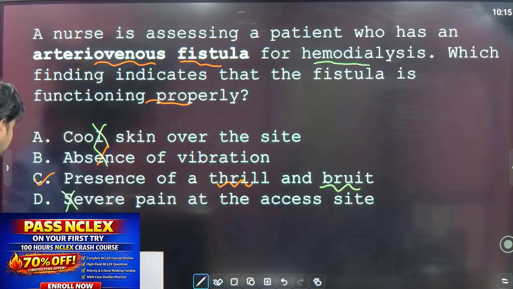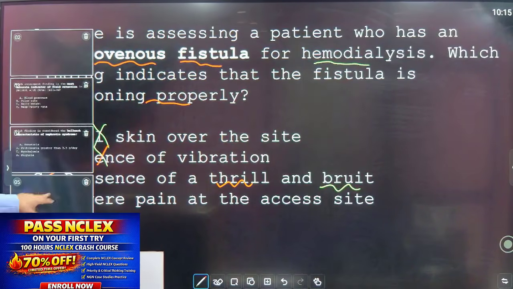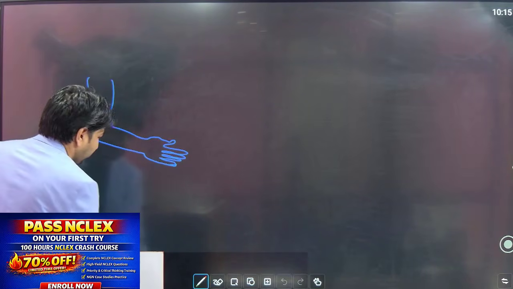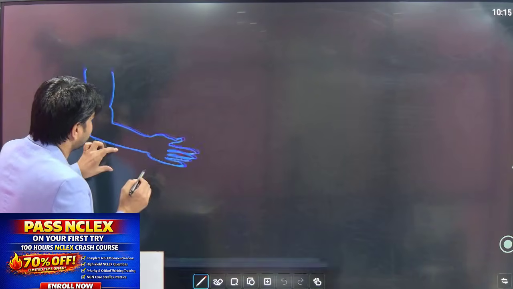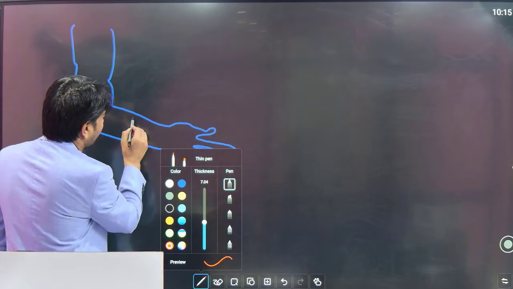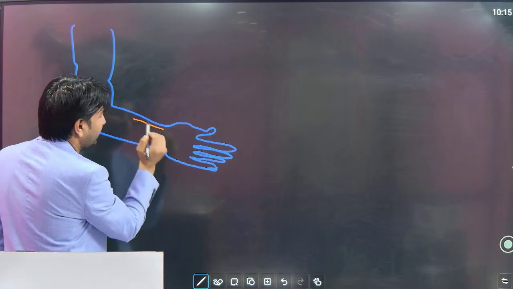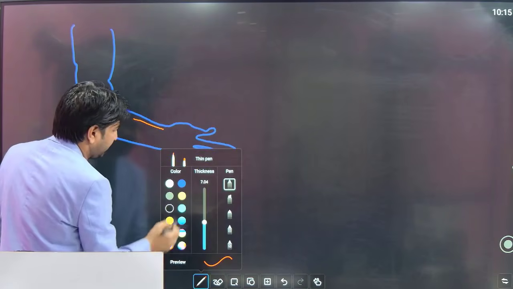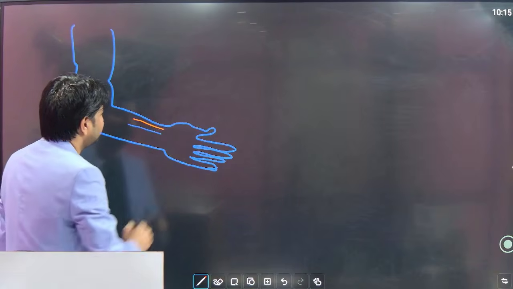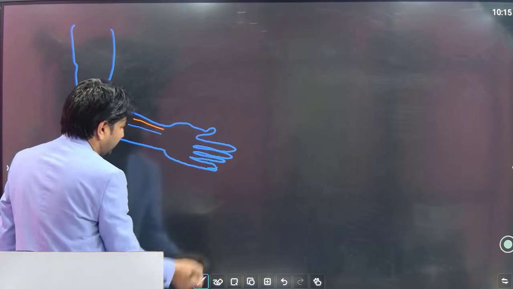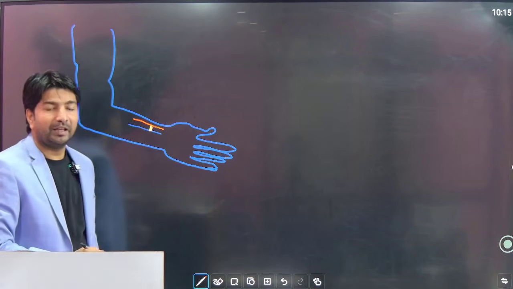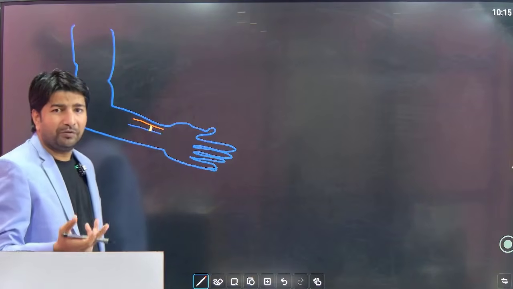Before we look at this, we need to look at the types of fistulas. This is our arm. On one side, we have an artery, and this is the radial artery, as you can see, and on the opposite side, we have a vein. This is called the cephalic vein, which is known as one of the major veins in the human body. If we create a fistula between these two by performing an anastomosis or connection, it is called an AV fistula or arteriovenous fistula.